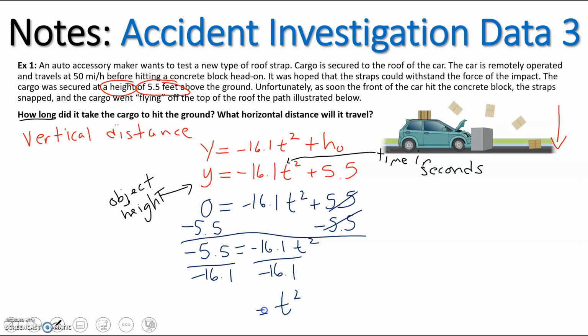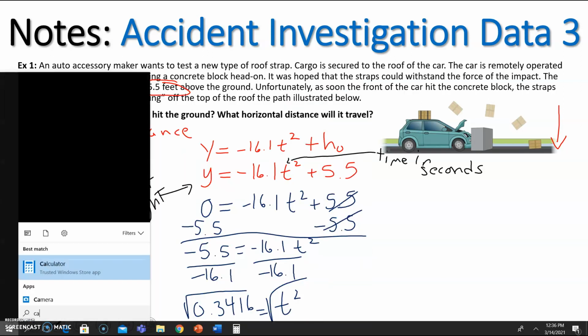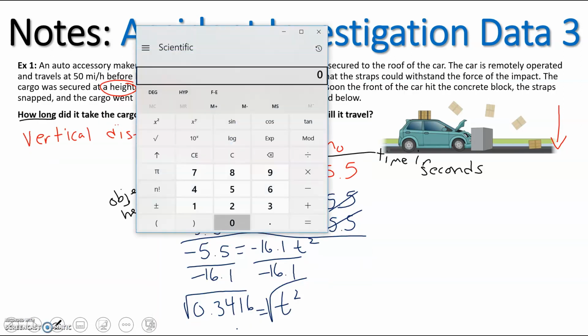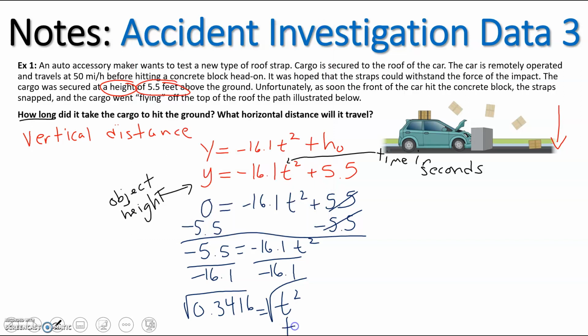So t squared is approximately 0.3416. Now we'll square root both sides of the equation to get t by itself, and we get 0.3416 square rooted. We get 0.58 approximately. So we're going to say our time is about 0.58 seconds. All right, so that answers the first question.